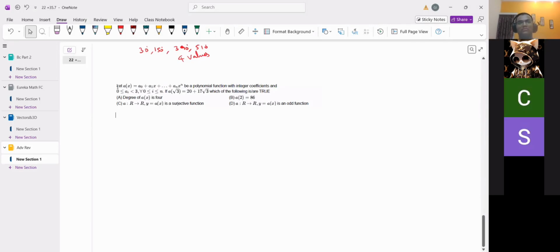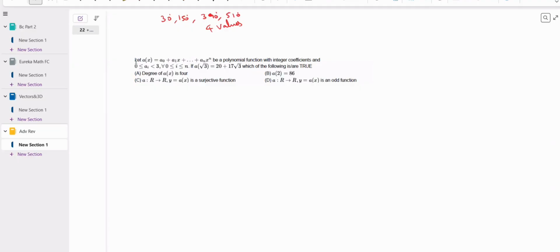We're given P of x equal to a naught plus a1x and so on, where P(x) is a polynomial function with integer coefficients, where each a_i can only take values from 0 to less than 3. Okay, they already mentioned that it is integer coefficient. So that means what values can a_i take? They can only belong to 0, 1 and 2 according to the statement.